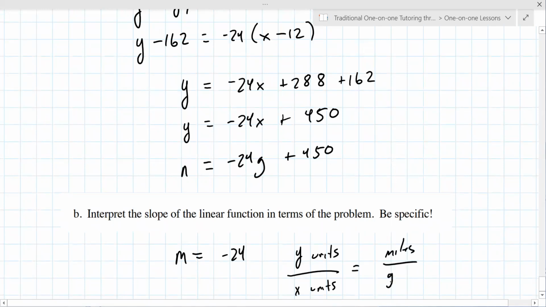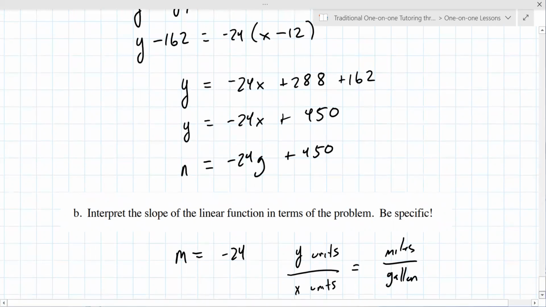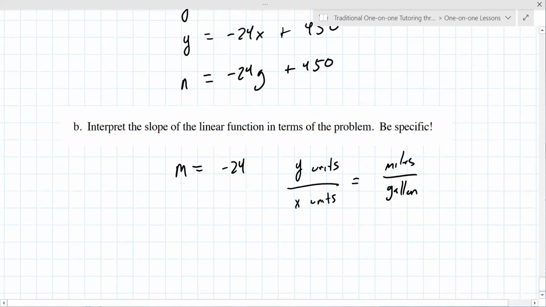I think what they're trying to do is give you a problem that you should have some association with in real life. You drive a car, you fill up with gas, it's in miles per gallon. It says it's going down by 24 miles per gallon. So for every gallon, you use up 24 miles of this 450. Miles per gallon, so that's how that goes.